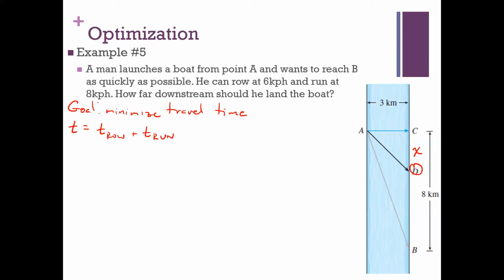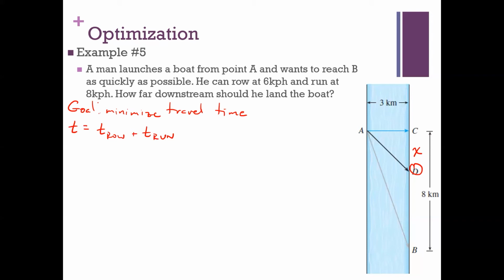How would I find the time he spends rowing? Does he row at a constant speed? Okay. So if I have a constant speed, do I know what the distance is that he's going to row? What would that distance be? 6 kilometers. That is speed. So remember, our distance is not constant. Our distance is a variable thing.